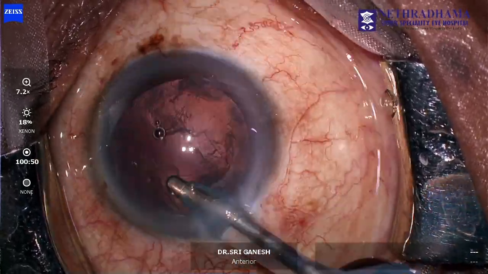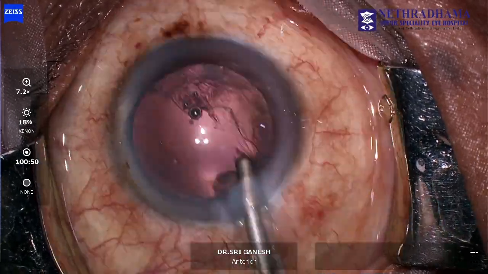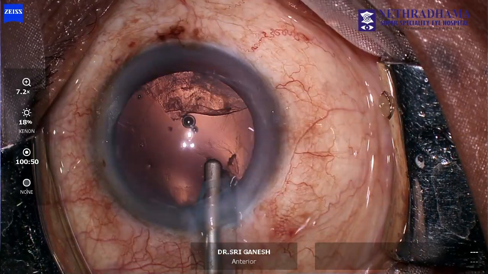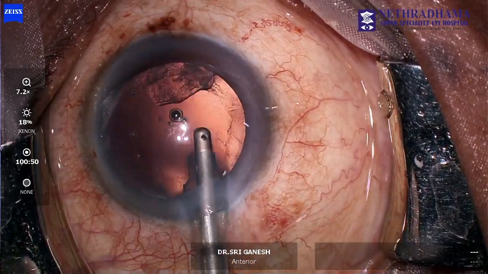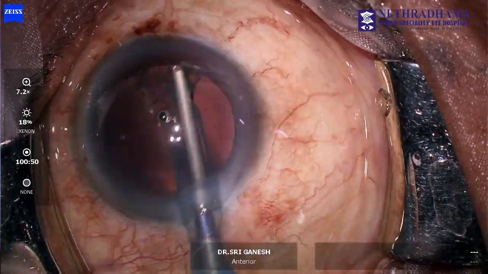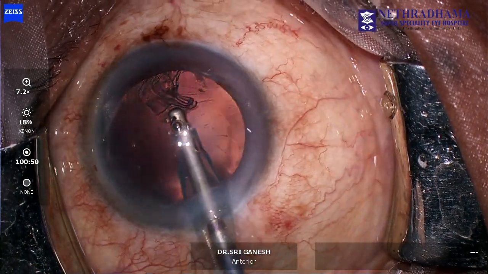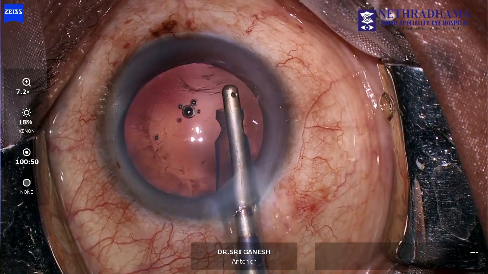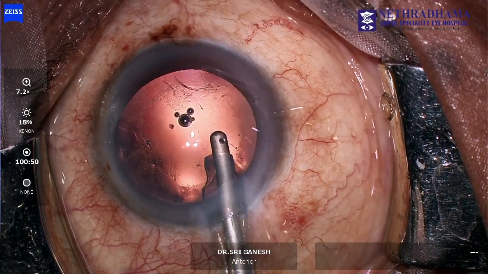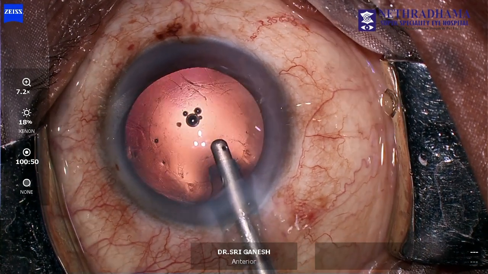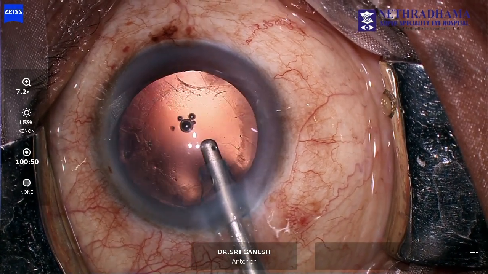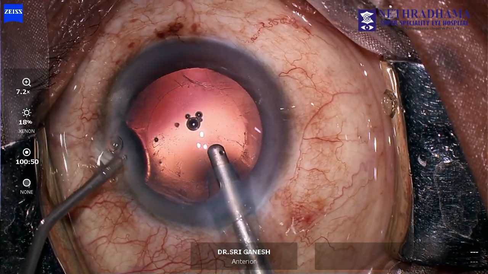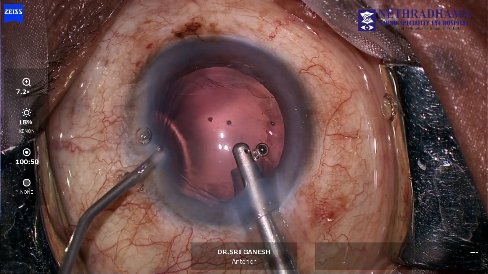The cortex is removed from the rest of the areas, and you come to the 6 o'clock position at the last and remove the cortex very carefully, and then you can see a small peripheral PCR which is there. There is no vitreous prolapse. And before removing the coaxial IA probe, you will have to put in viscoelastic into the anterior chamber to tamponade the posterior capsule and the anterior hyaloid face.